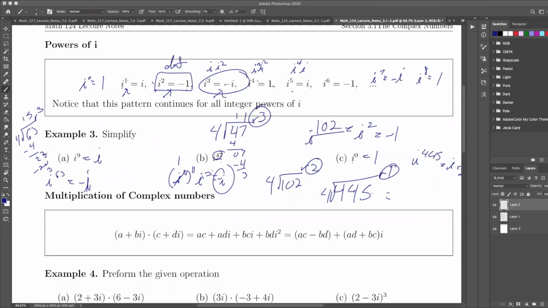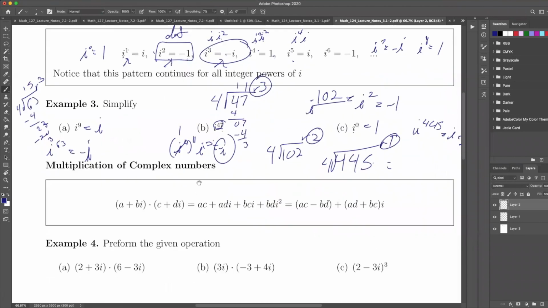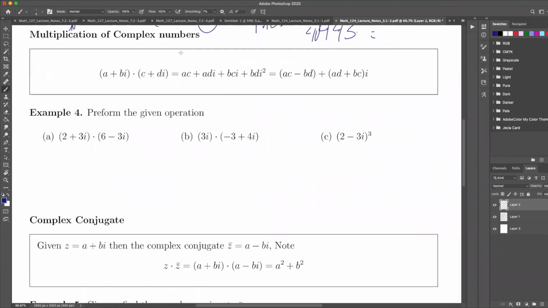So let's do some multiplication. All right, so when we perform multiplication, here we just FOIL like we always do. First times the first, the outside, inside, and then last. But notice when we do this, that i squared is equal to -1, so we just make this negative. But you know, I really don't memorize this formula. I just multiply and then just use my powers of i.